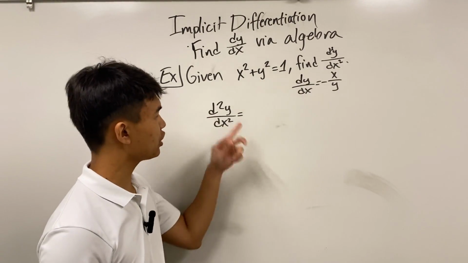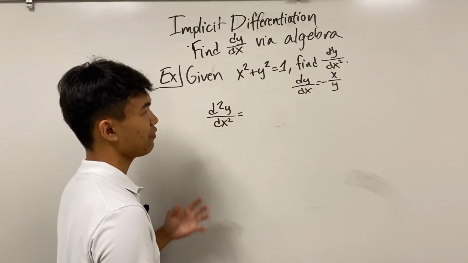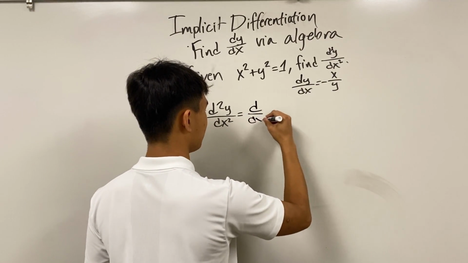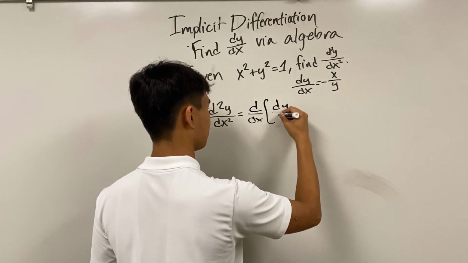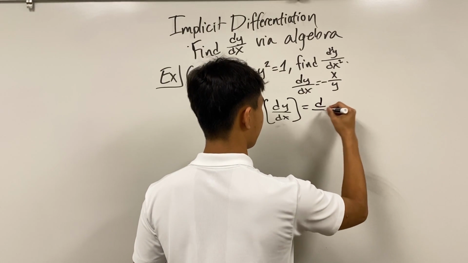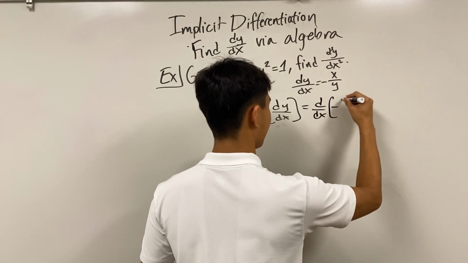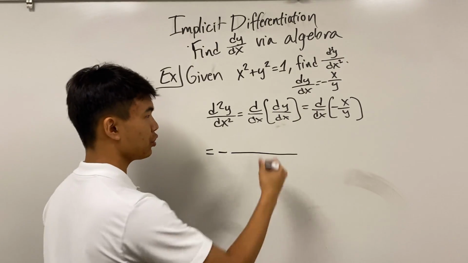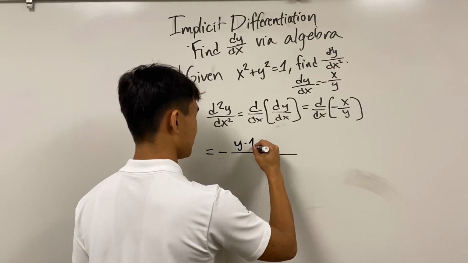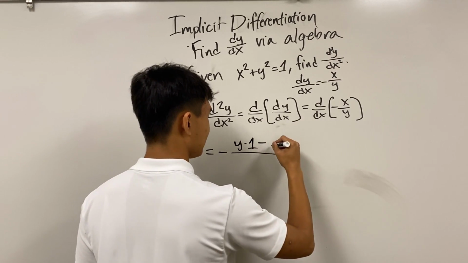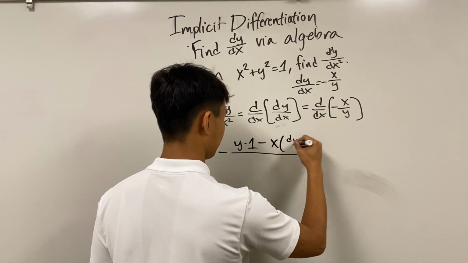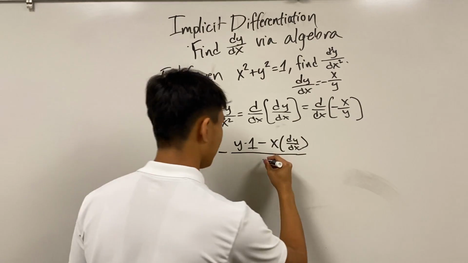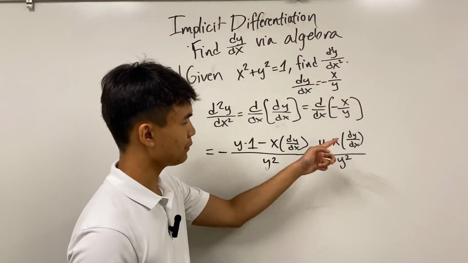We can also find further derivatives with implicit differentiation. If I want to find the second derivative here, that's the same thing as taking the derivative of the derivative, like so, which is the same thing as the derivative with respect to x of minus x over y. To find this, we're going to have to use the quotient rule. The quotient rule is bottom times d top minus top d bottom. And remember that d bottom is dy/dx because we don't actually know what y is. And all over y squared. And that simplifies to this.